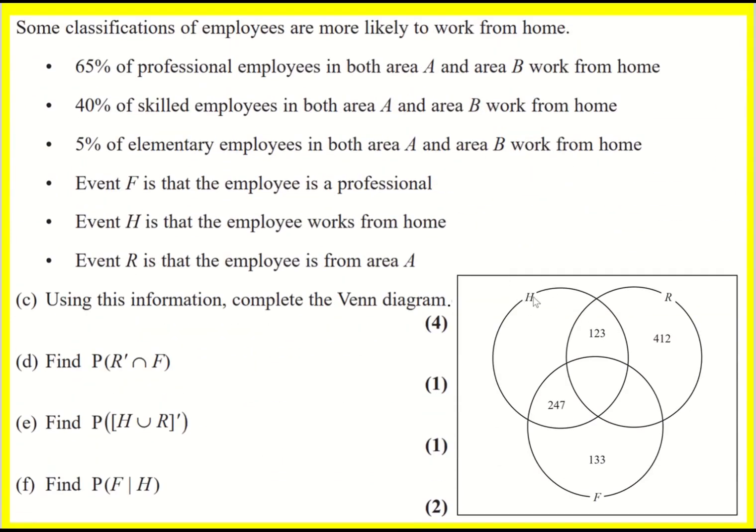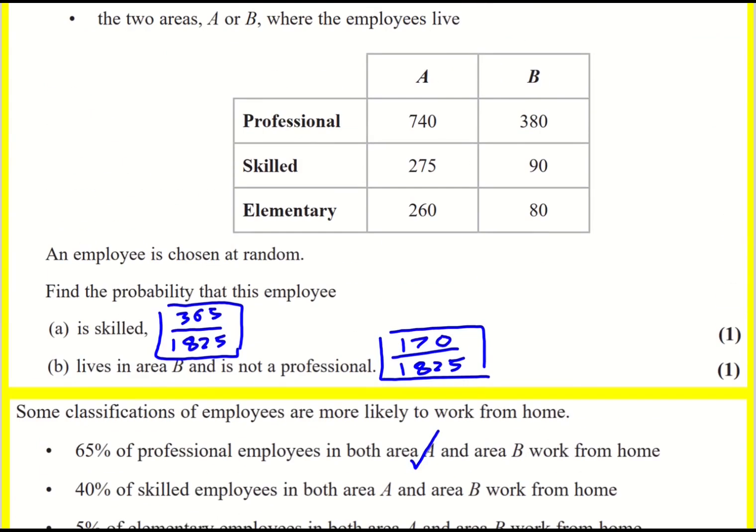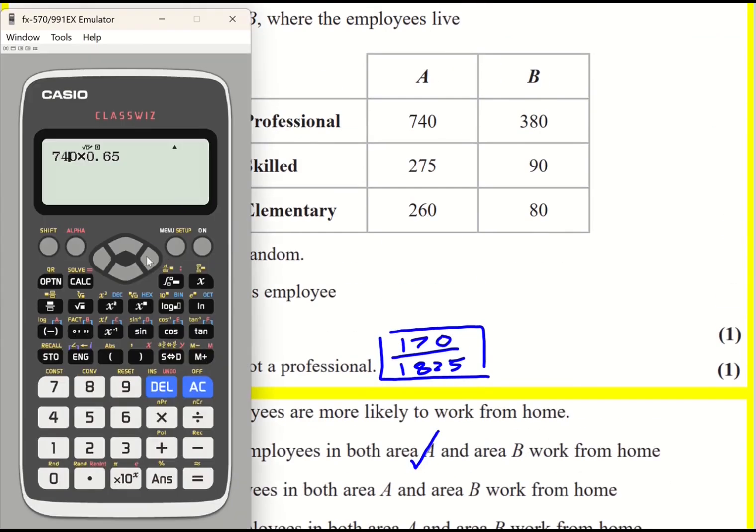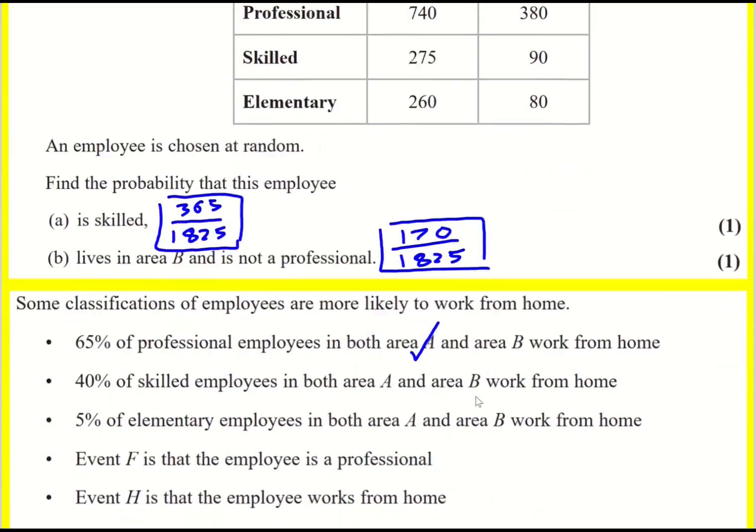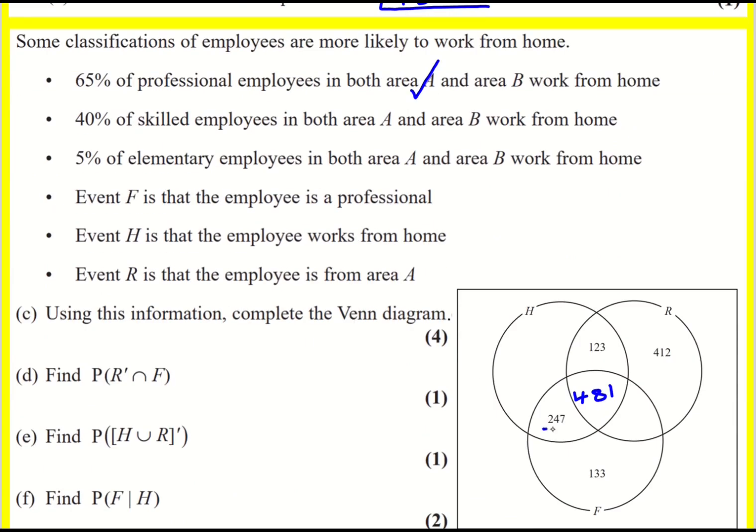So H is employees that work from home, R is if they're from area A, and F is if they're professional. So in the very middle, they're working from home, from area A and they're professional. So actually that 481 is going to go in the middle. So dealt with that. Let's look at area B. So then it's 380 times 0.65. 247. And that one's already in there because this is people who are working from home, professional, but not from area A.